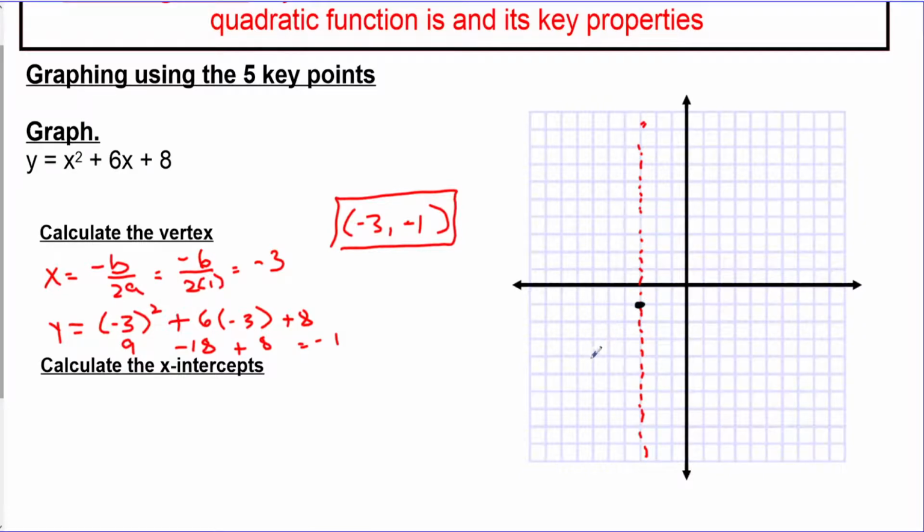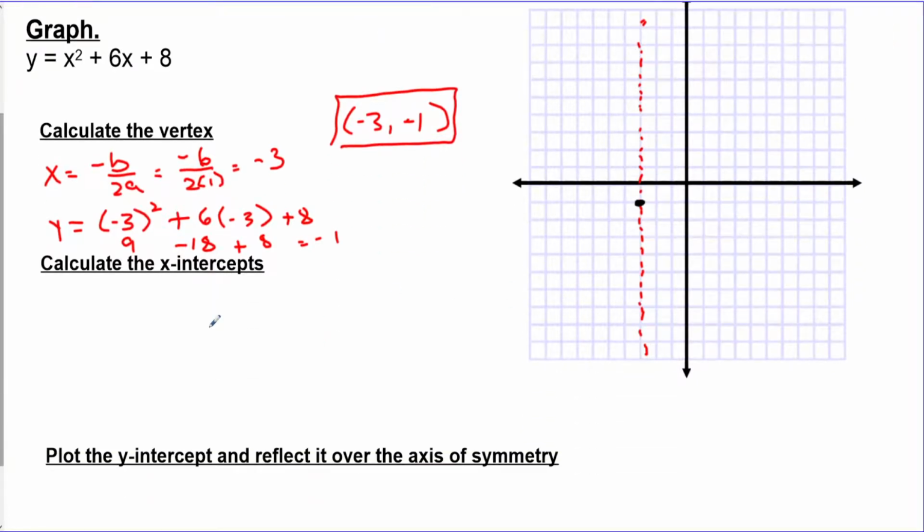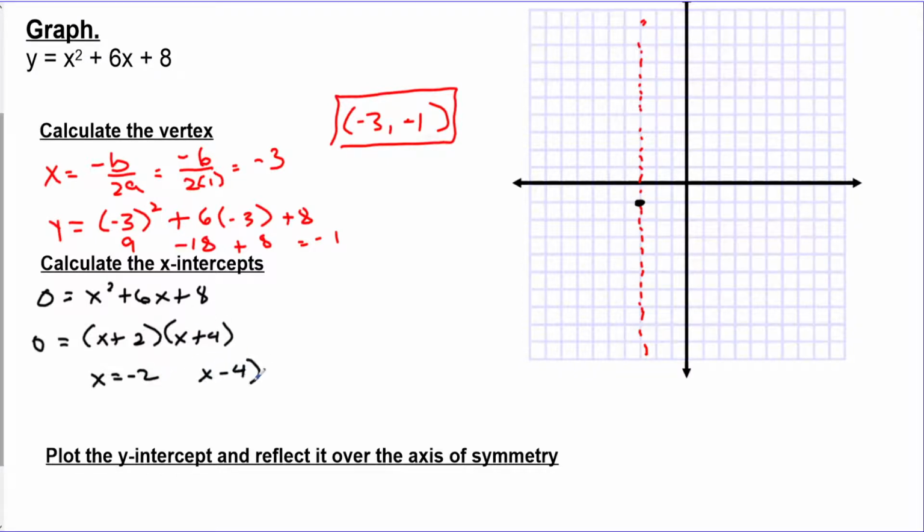Now I'm going to calculate my x-intercepts. We said a moment ago that to calculate x-intercepts, you plug in a 0 for y. So I'm going to say 0 equals x squared plus 6x plus 8, and I'm going to solve this one. Again, this is a nice factoring problem. There are numbers that multiply to 8 that add to 6, so this is (x plus 2)(x plus 4). I can set each of these equal to 0. When I set this one equal to 0, I get negative 2. When I set this one equal to 0, I get negative 4. So I have two different answers, x equals -2 and x equals -4, and that's going to give me my two x-intercepts.